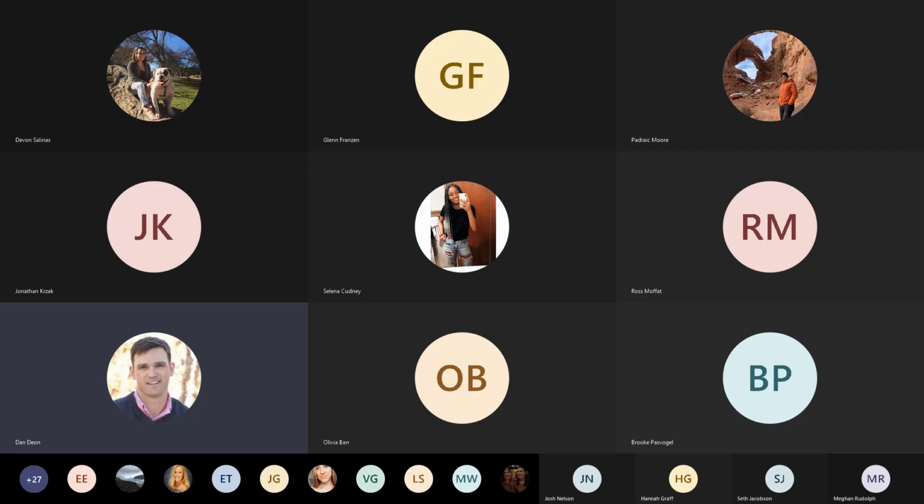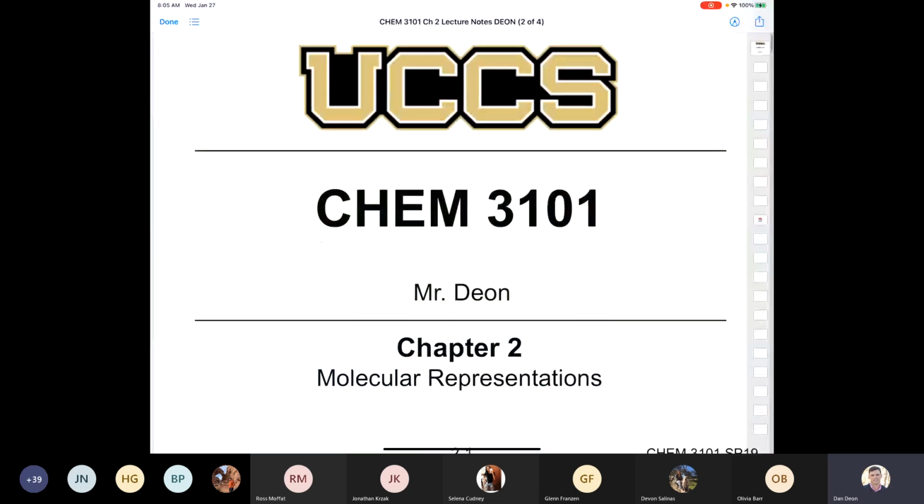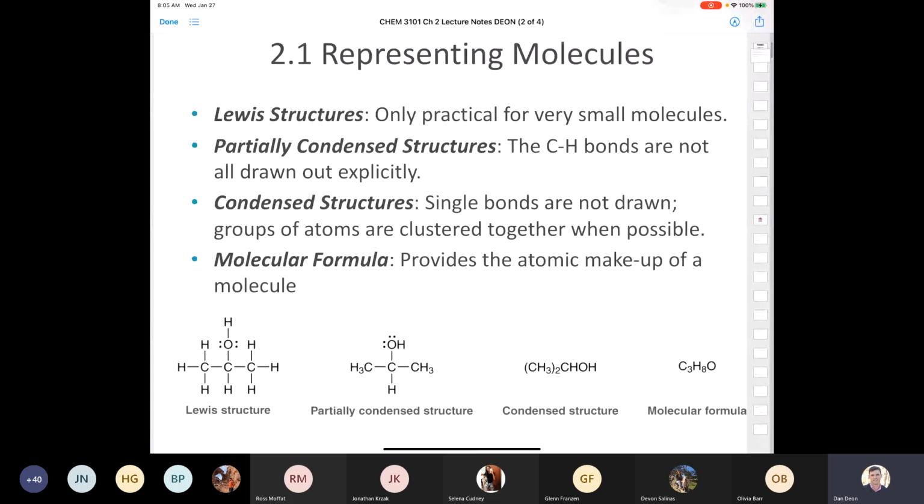Let's get going. All right, Chemistry 3101. This is Chapter 2, Molecular Representation. So, how do we represent molecules? If you think back to your days in General Chemistry 1, you spent a lot of time looking at Lewis structures when you studied things like molecular geometry, bonding, and VSEPR theory.